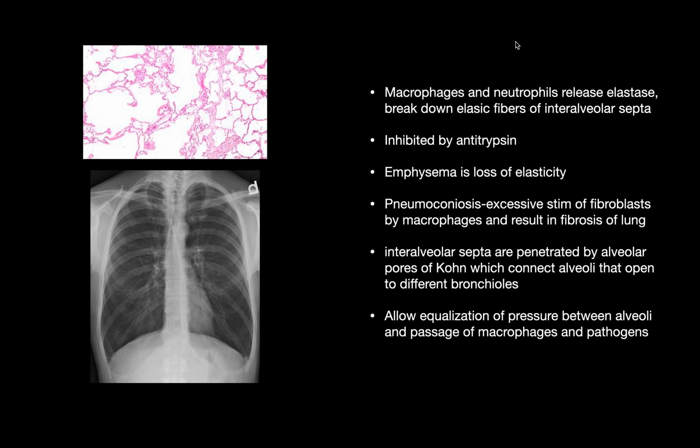Okay, so macrophages and neutrophils will release elastase to deal with pathogens. Unfortunately, they also break down the elastic fibers of our own interalveolar septa. Luckily enough, we have a backup system in our body. It's called antitrypsin, in order to neutralize the elastase. Emphysema is going to be a loss of elasticity, and it's usually prevalent in patients who have a congenital or genetic disorder where they are deficient in antitrypsin.